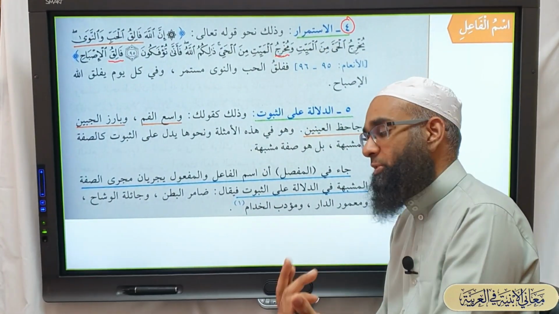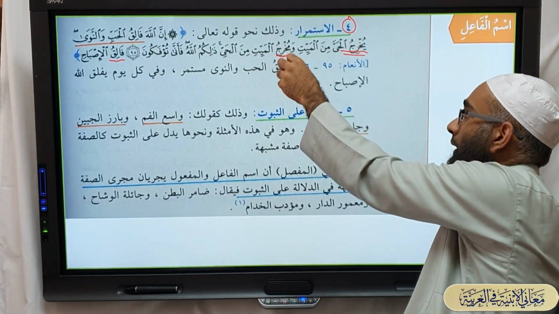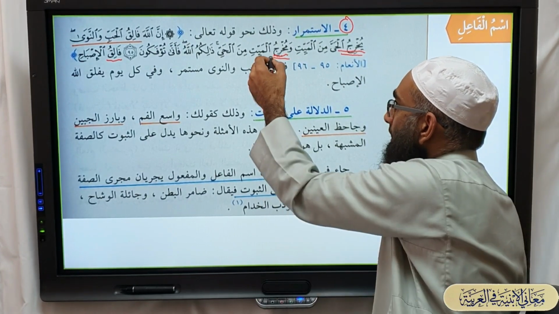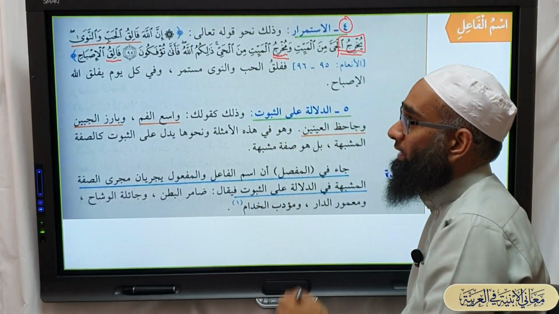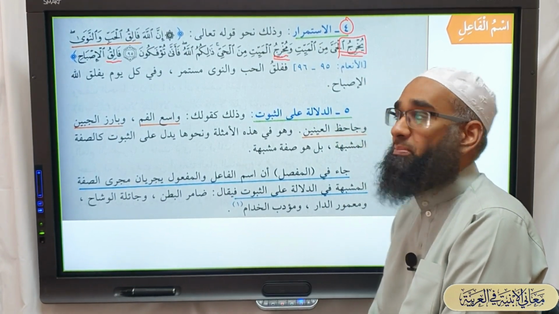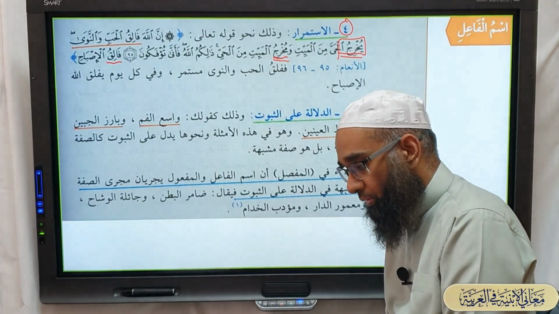Now the question is, why is it yukhriju and mukhrij? That's another deeper discussion you can do in tafsir inshallah. Why is it an ism al-fa'il? Why is it a verb here? Or why is there a noun here? Okay, but the point is we're not discussing this here. We're discussing the ism al-fa'il. And the ism al-fa'il, all of these examples show an istimrar, a continuity in this meaning. Correct? Yes.